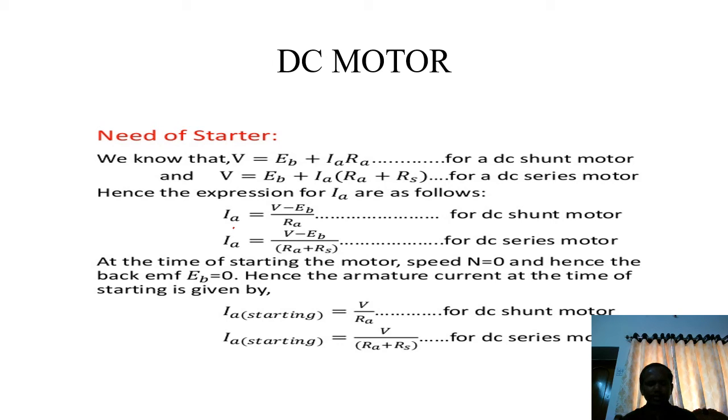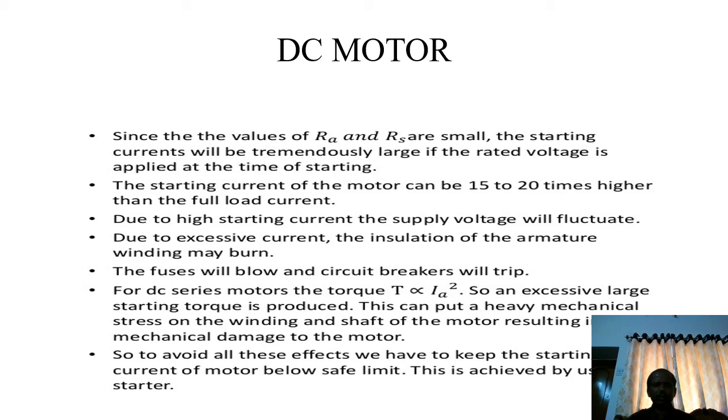Next one. Some important points we are remembering in this slide; I am going to discuss a few of them, their conditions, and what changes are happening. The values of armature resistance and series resistance are small. The starting current will be tremendously large if the rated voltage is applied at the terminals at starting. The starting current of the motor can be 15 to 20 times higher than the full load current.